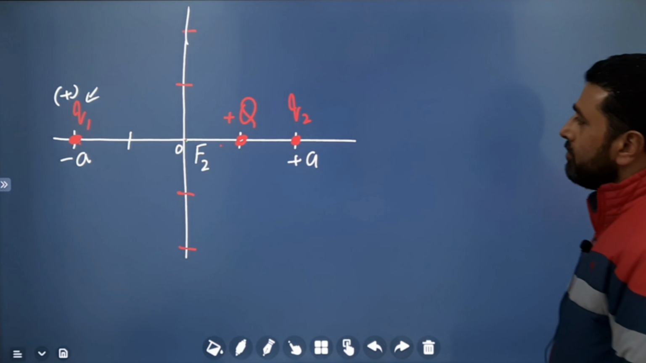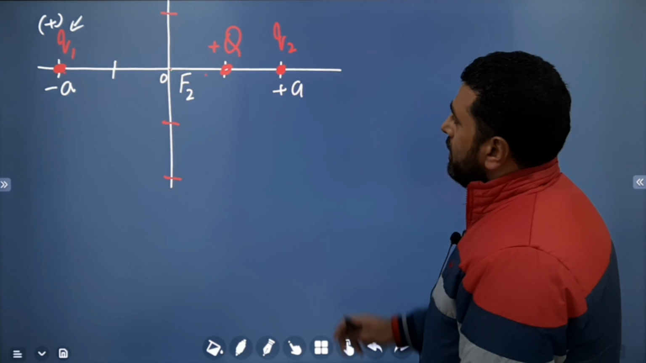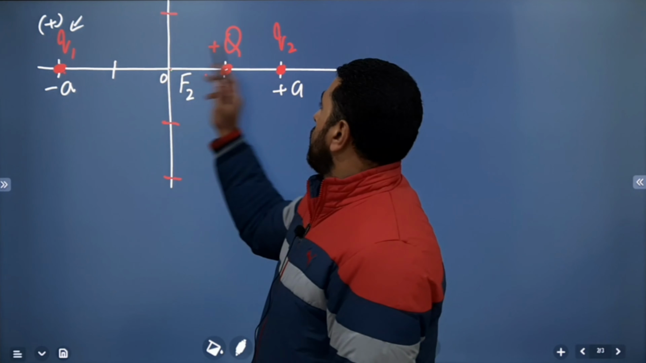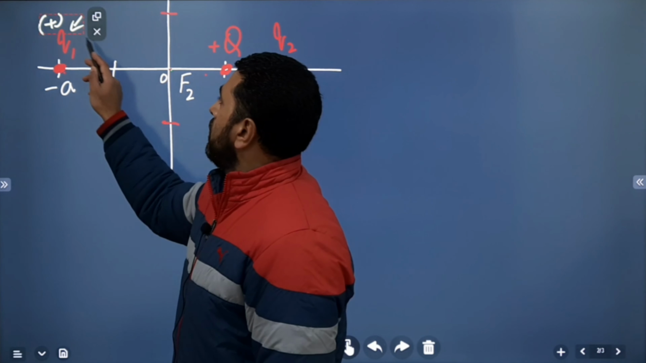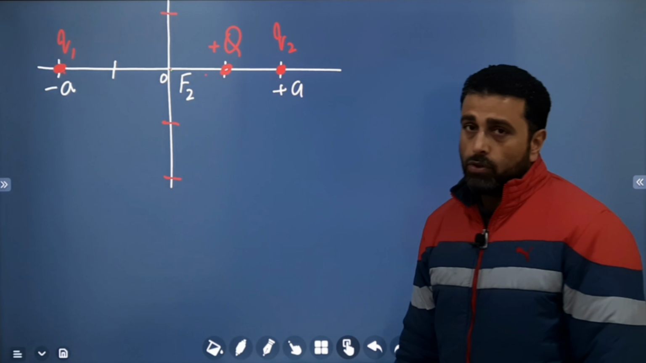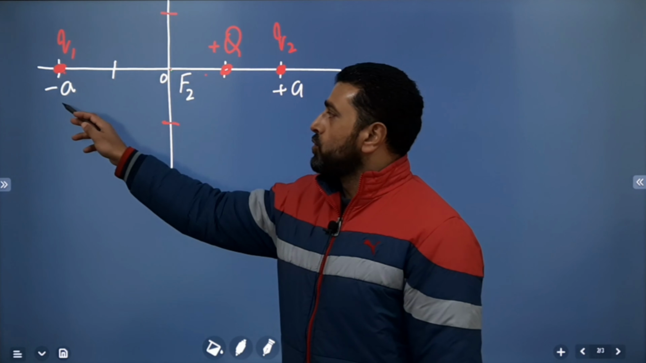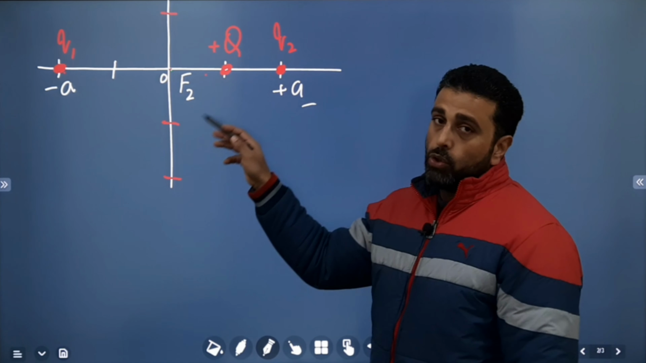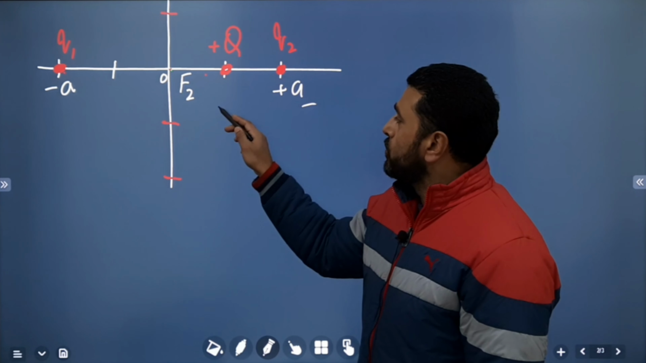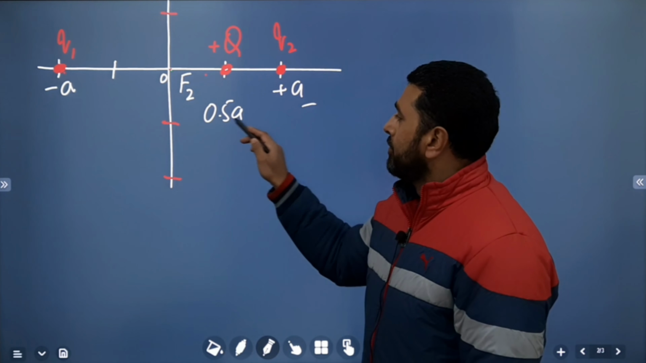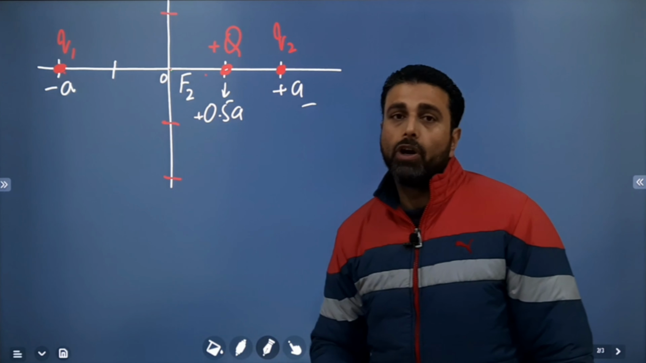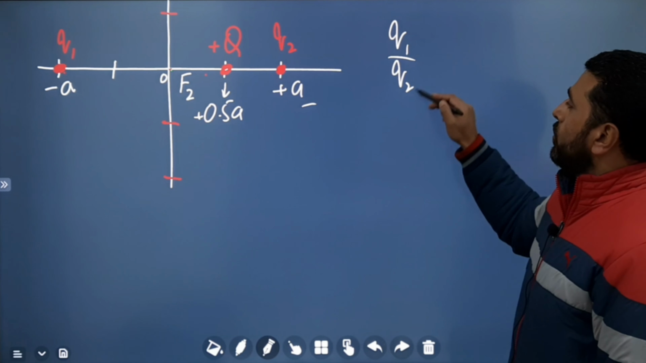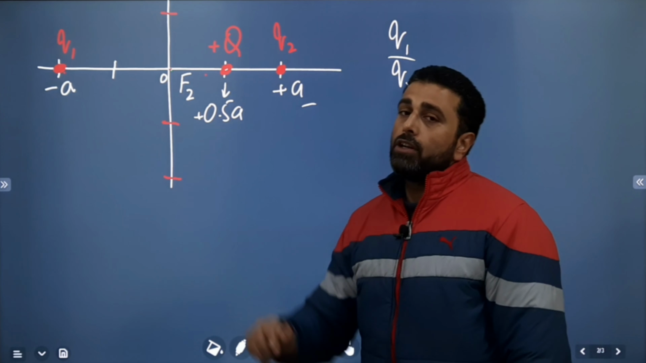So we have three particles along the x-axis, q1, q2 and capital Q. q1 is at a position of minus a, q2 is at a position of plus a, and capital Q in part A is to be placed at a position of 0.5a. This one here, 0.5a. We have to find the ratio of q1 and q2 for the net force on capital Q to be 0.